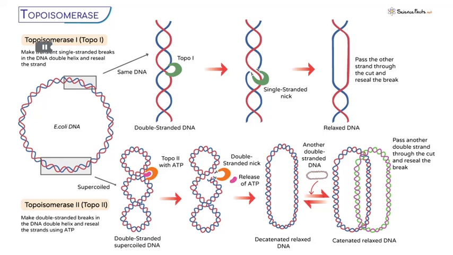This function is important because when processes like replication or transcription move along DNA, they cause overwinding ahead of them, creating positive supercoils. Topoisomerase 1 helps relax these coils so that the cellular machinery can keep moving smoothly.